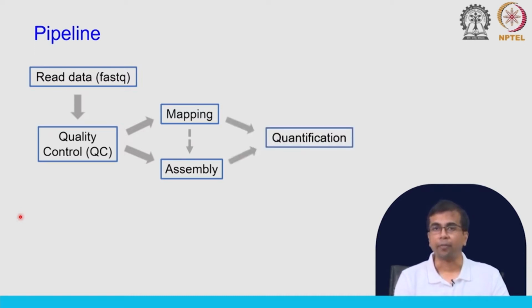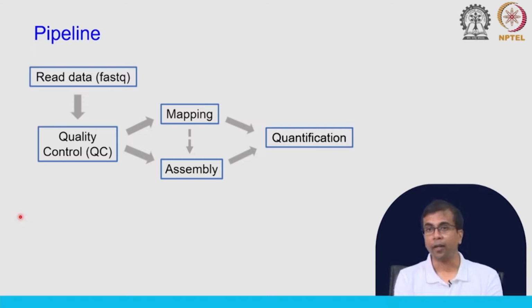And after this step we do something called quantification. We need to quantify how many reads are mapping to each of the genes in the genome, because as we have seen, the basic principle of RNA sequencing is that the expression level of a gene is proportional to the number of reads that are mapped to that gene. Of course, then we need a lot of statistical methods and models to actually do the final quantification.